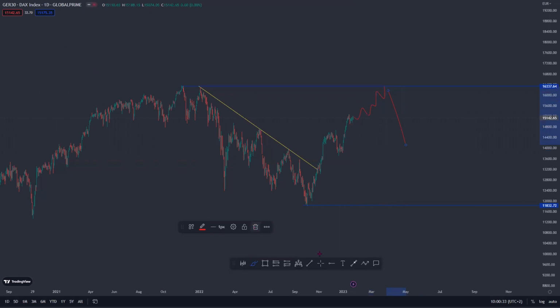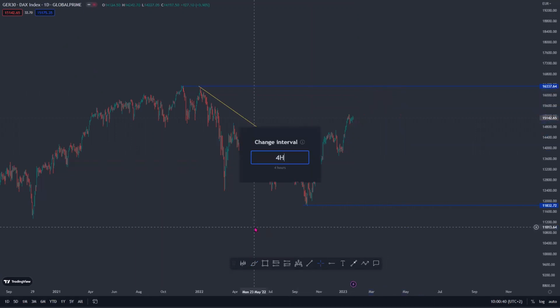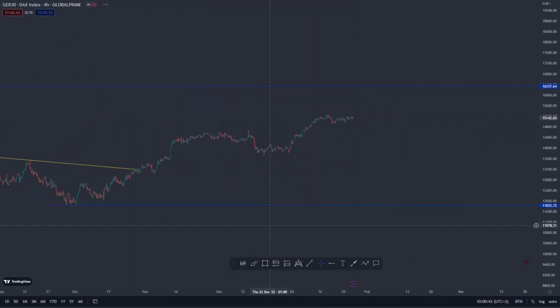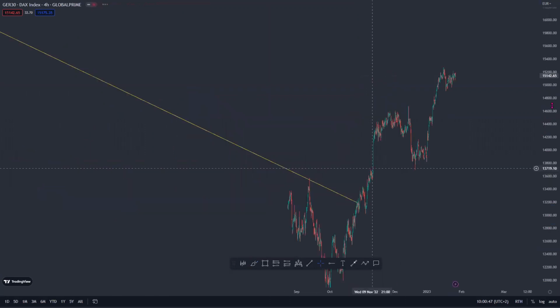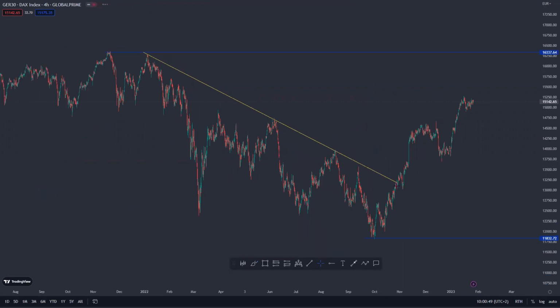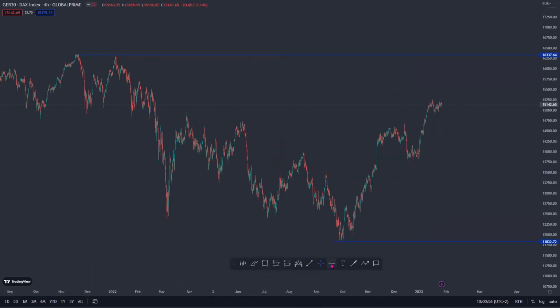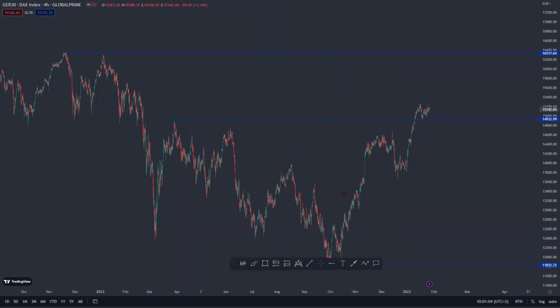So let's go to a lower time frame and see what's happening. Let's go straight to 4-hour. So on 4-hour, let me just remove this trend line. On 4-hour, the market broke this high, the previous high. So let me go to 1 hour.